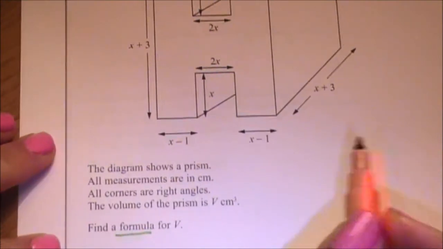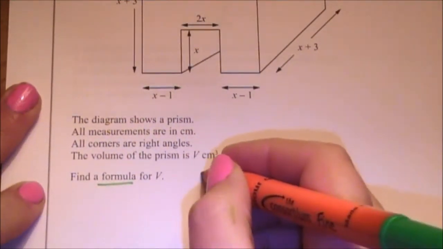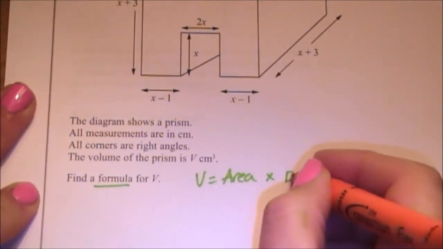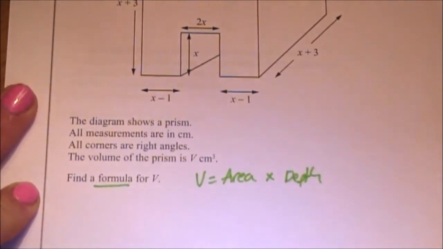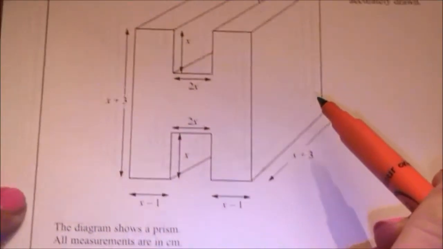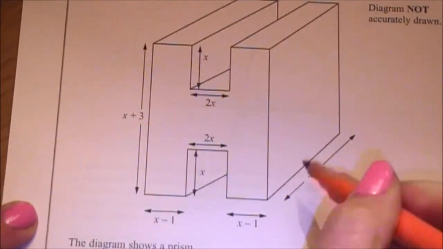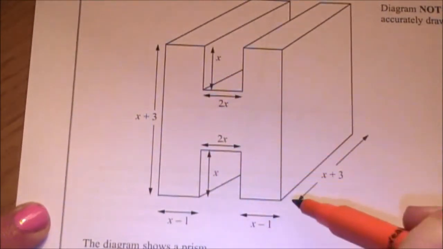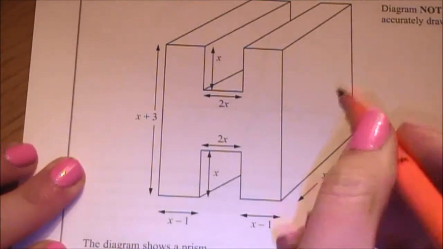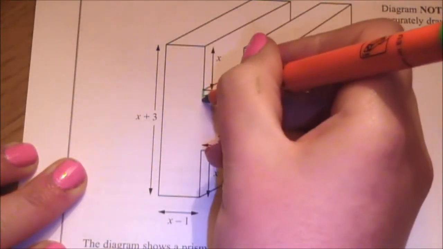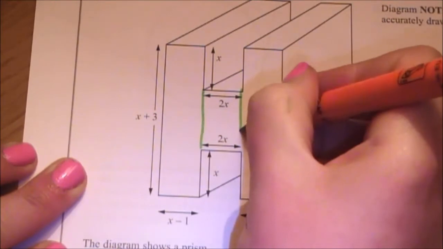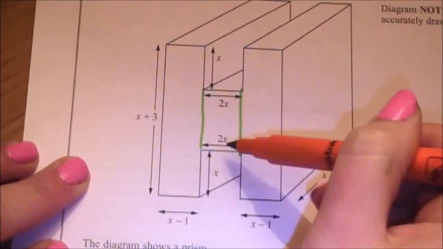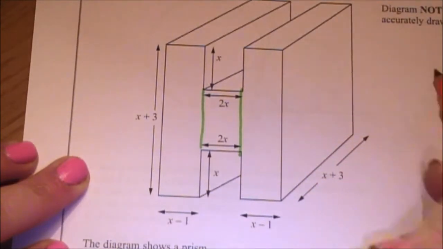In order to find the volume of something, the first thing I need to do is find the area and times it by the depth. So this here is the depth of my prism. I'm going to ignore that for now. I'll come to that later. I just want to find the area of this H shape first. Now I can't find the area of an H shape, so I'm going to have to split it into shapes that I recognise, and that is a rectangle, and a rectangle.